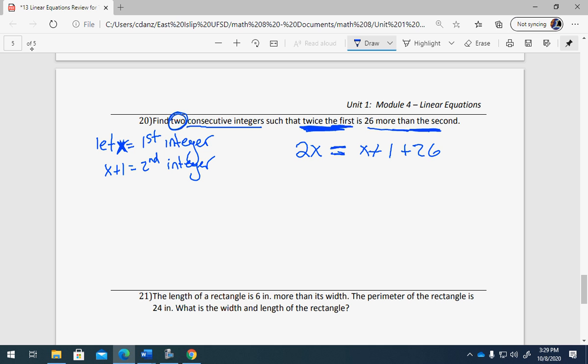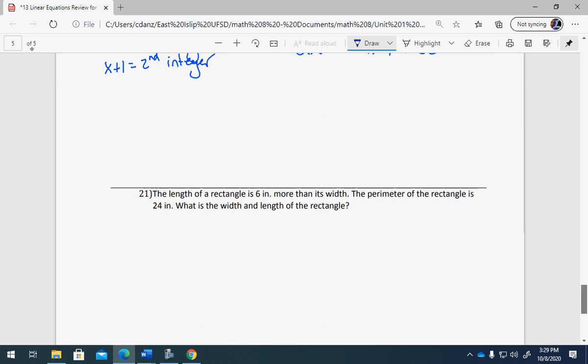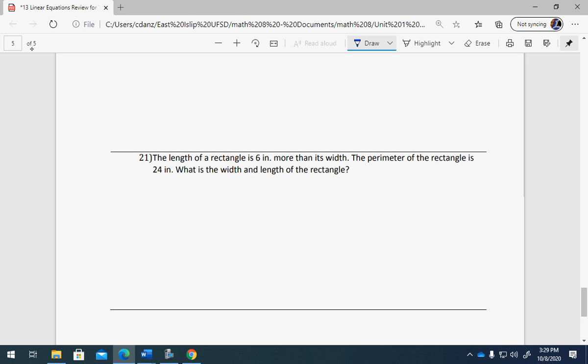And then number 21 is like 2 days ago. Lesson 10, was it? Where we were drawing our pictures. So the length of a rectangle is 6 more than its width. So I'll let the width be x. I'm going to make you figure out what to label the length since it's 6 more than the width. And then remember, perimeter means add up all 4 sides.